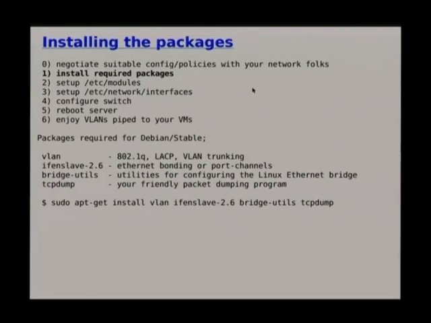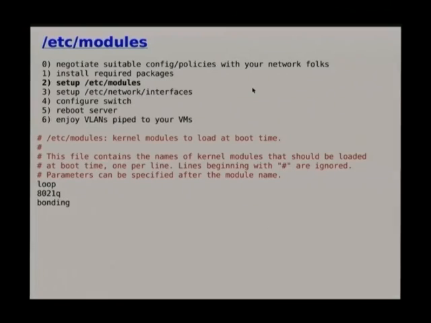So under Debian, this is how you install all the tools for the VM running this stack: vlan, ifenslave, bridge-utils, and obviously tcpdump for debugging this stuff. In /etc/modules, 8021q and bonding are the two kernel modules you put in there, and that gives you the LACP negotiation to talk from your Linux server to your switch to make channel bonding work. No, sorry. 8021q is the VLAN stuff. The bonding is the LACP for the Ethernet bonding.